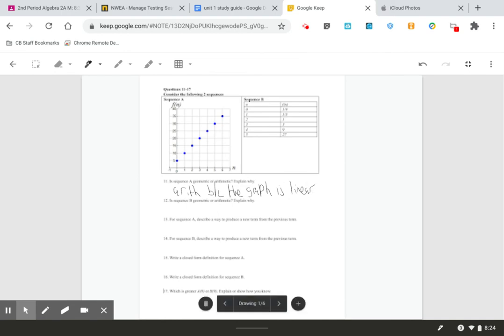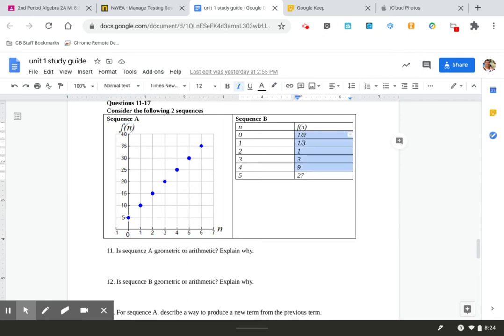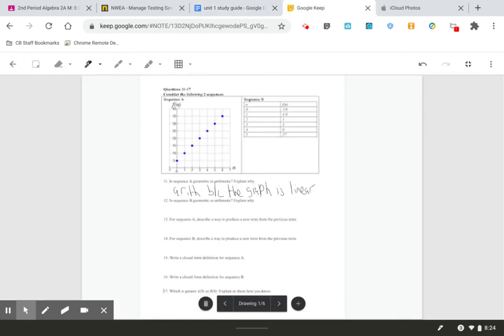Okay. Number 12, is sequence B geometric or arithmetic? Explain why. Okay, so is this geometric or arithmetic? I would say that this right here is a geometric sequence because we are clearly multiplying by 3. Okay, so geometric because we are multiplying by 3 each time.